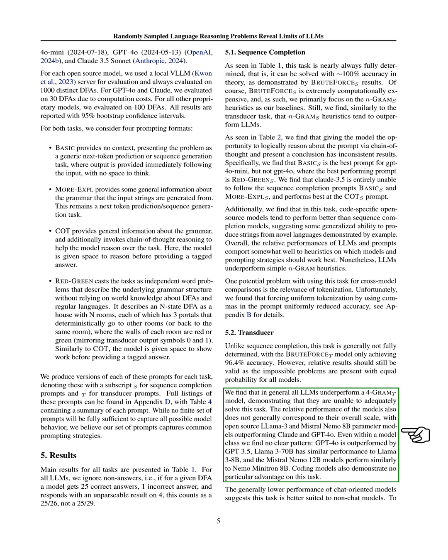For instance, the open-source models Llama 3 and Mistral Nemo 8b outperform Claude and GPT-4o. We also observe inconsistencies within model classes, such as GPT-4o being outperformed by GPT-3.5, and Llama 3 70b showing similar results to Llama 3 8b. Additionally, Mistral Nemo 12b models perform comparably to Nemo Minitron 8b. We find that coding models do not show any particular advantage either. The lower performance of chat-oriented models suggests that this task is better suited for non-chat models.